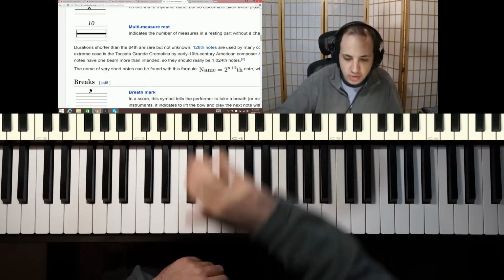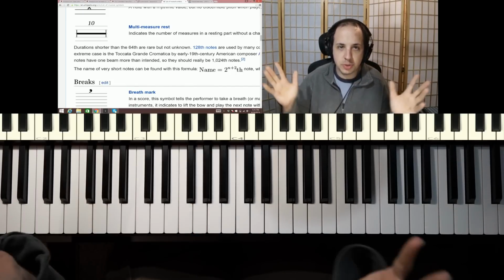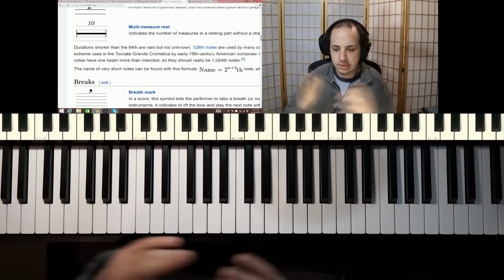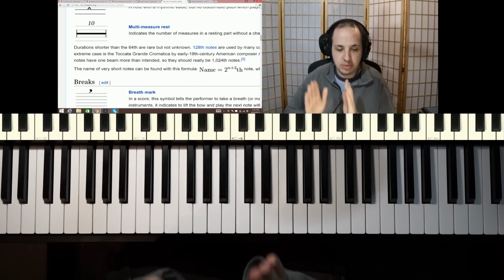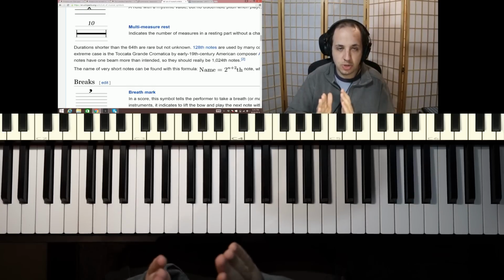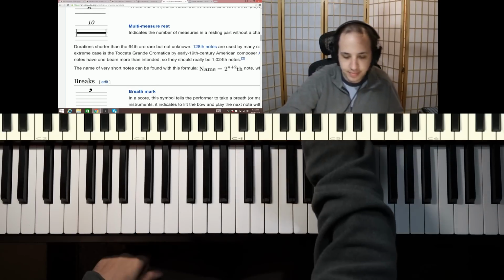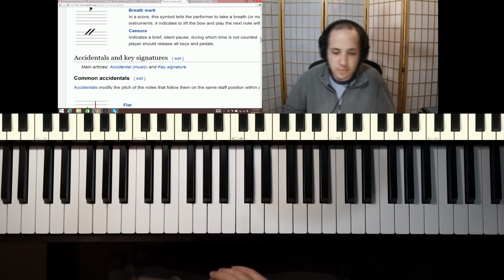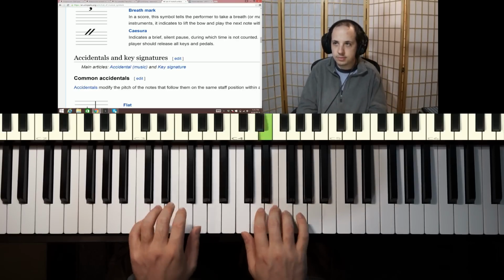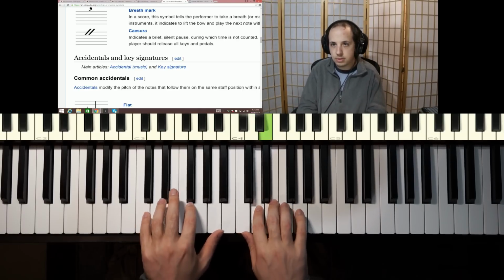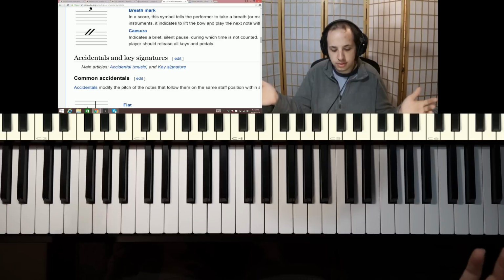Oh, multi-measure rest. This one indicates how many measures. This only happens when you're playing with a band, but if you have to rest for 10 measures, instead of writing out 10 measures of rest to save paper, they just write 1 rest thing with a 10 on it. You have your breath mark, your caesura, which is like a pause, so you'd be playing along, and then they have a caesura, and then you continue.